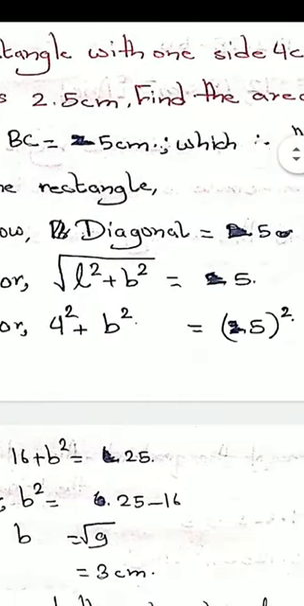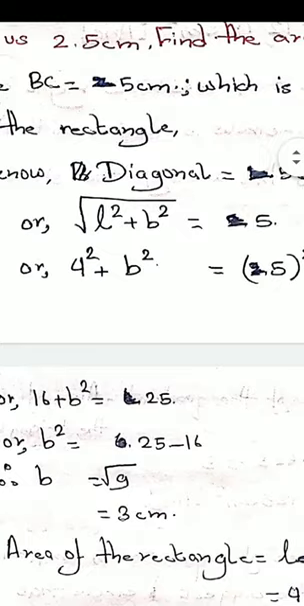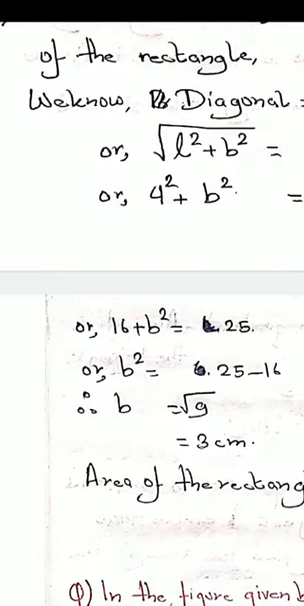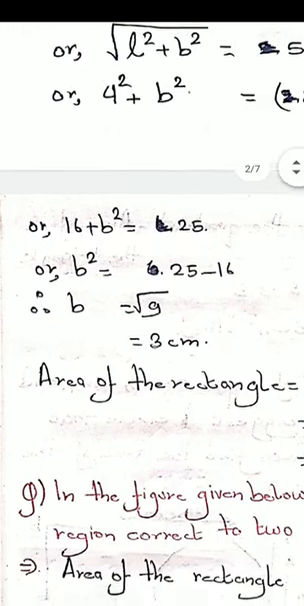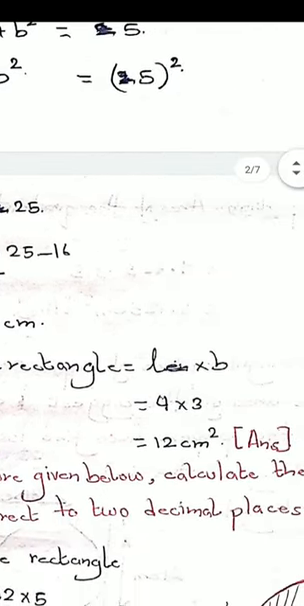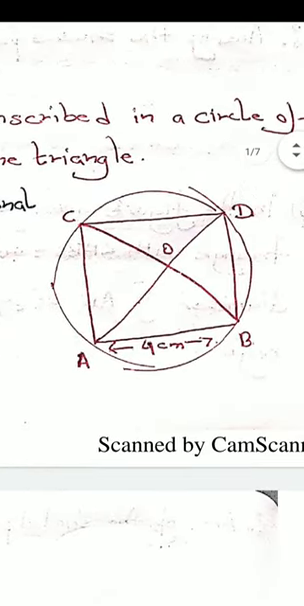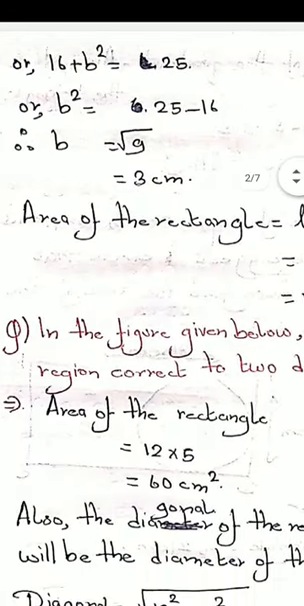We know diagonal equals 5. So under root L square plus B square equals 5. So 4 square plus B square equals 5 square. So 16 plus B square equals 25, or B square equals 25 minus 16. Therefore B equals under root 9, that is 3 centimeter. So area of the rectangle equals length into breadth, that is 4 into 3 equals 12 centimeter square. So what we have done is we have just used the diagonal, which is also the diameter, and from there found out the breadth, and finally we get the answer as 12 centimeters square. I hope you are clear.